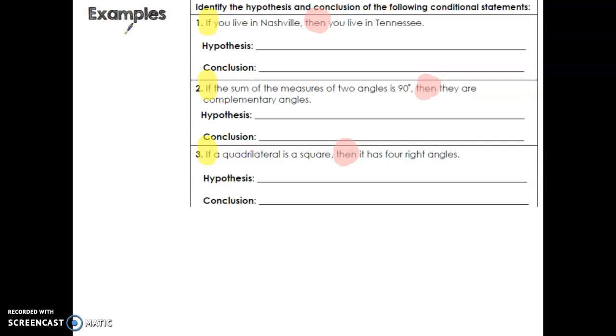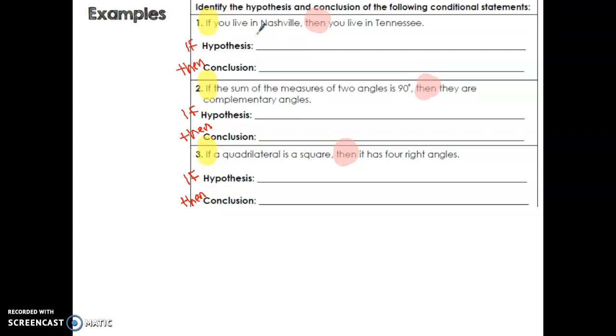So I know everything that comes after if is a hypothesis, and everything that comes after then is a conclusion. So I'm going to write everything after if for my hypothesis, and everything after then is a conclusion. So let's check it out.